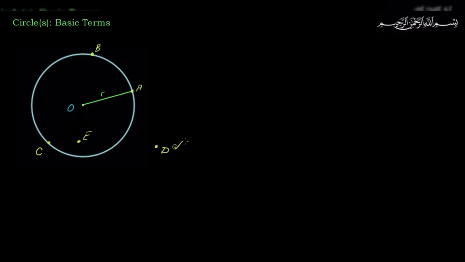So point D over here is said to be exterior to the circle, and point E here is said to be in the interior of the circle. So there are exterior points and there are interior points, and of course there are points that are part of the circle or on the circle, as you see here. So points A, B, and C are on the circle, and point D is exterior to the circle, and point E is in the interior of the circle.